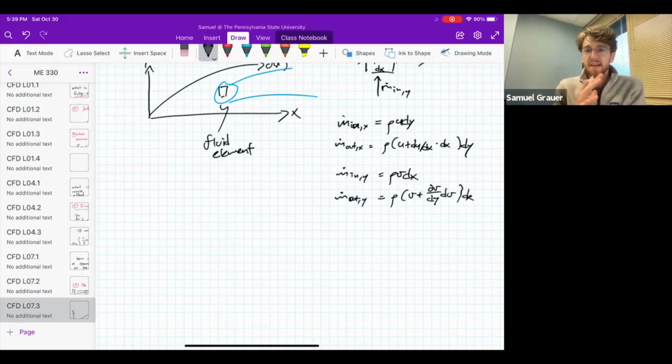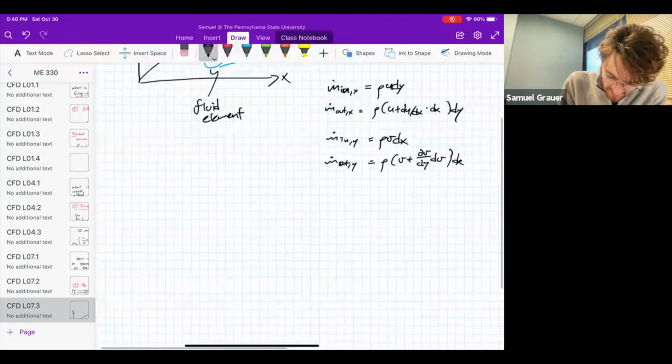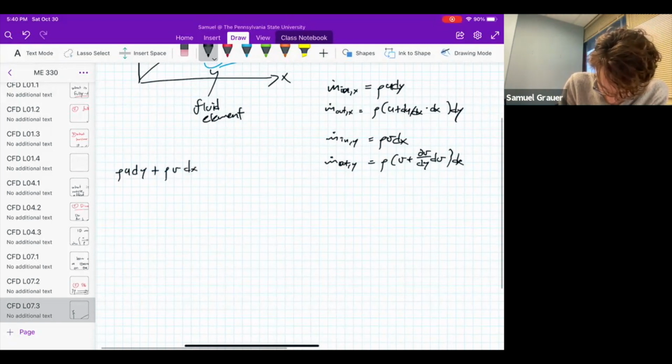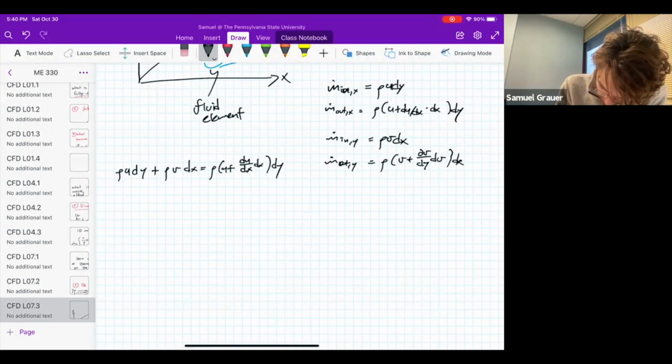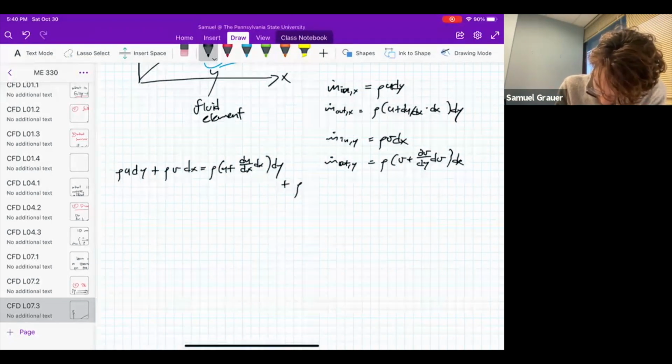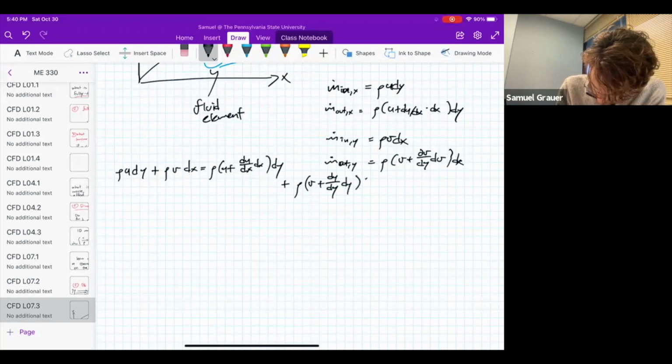So we can add these together. We know that ins have to equal outs. So we can say rho u dy plus rho v dx is equal to rho times u plus du/dx dx, times dy, plus rho times v plus dv/dy dy, times dx.